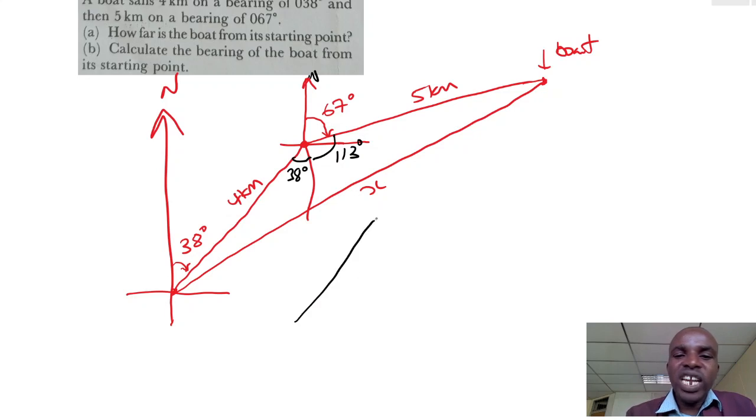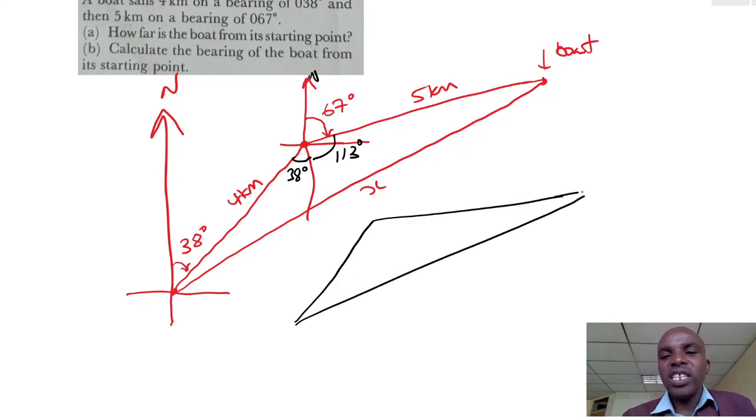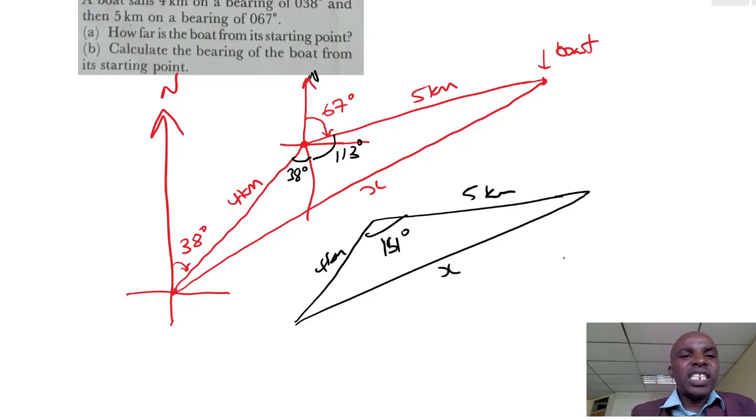So we have a nice triangle like this one. This triangle has 4 kilometers, 5 kilometers, and 151 degrees, and you find this side x. Can you see? Now, the second part, they said calculate the bearing of the boat from its starting point. To find x, please take note, you have to use the cosine rule, right? a squared is equal to b squared plus c squared minus 2bc cos A.